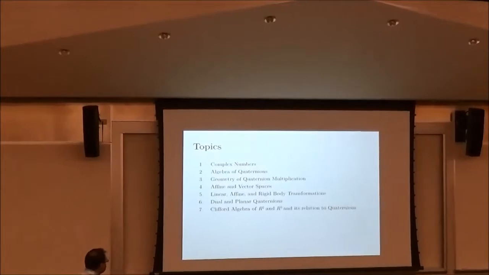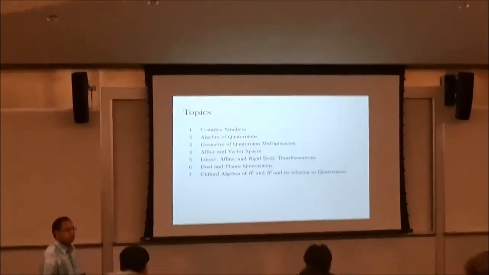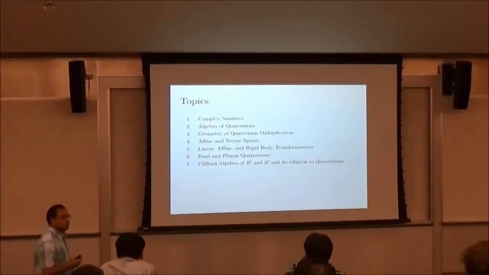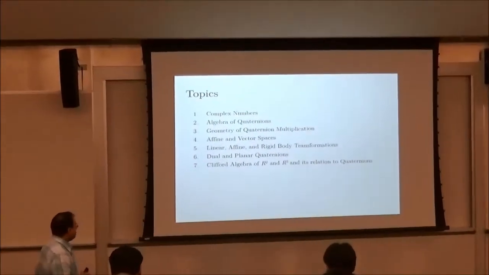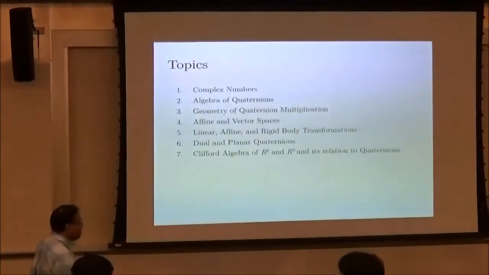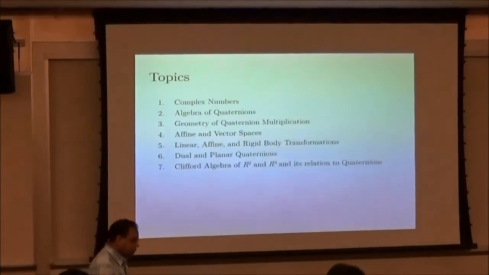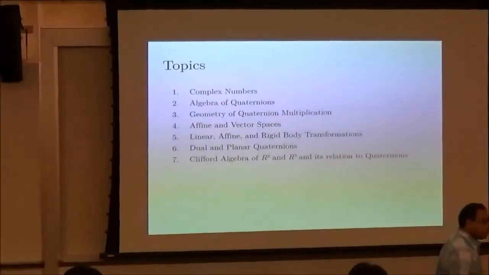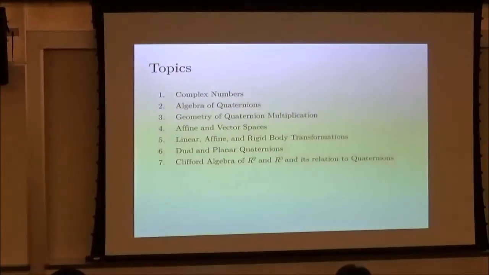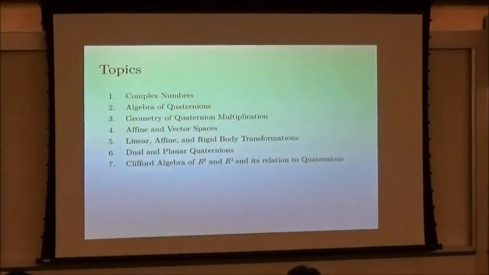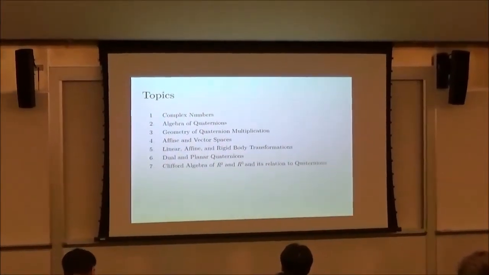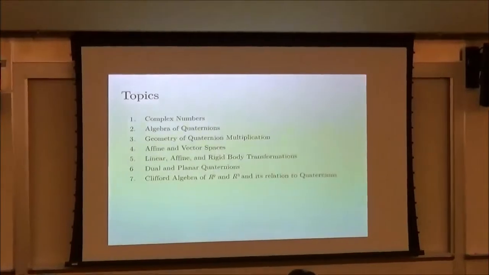All right, so these are the topics that I plan to cover in this class. We'll start with the complex numbers. We'll see how we can use them for 2D rotations. We'll talk about algebra of quaternions, geometry of quaternions, which are used for 3D rotations, all part of rigid body transformation. We will talk about affine spaces and vector spaces, because those are some of the fundamentals that you will hear about in today's classes or tomorrow's classes.